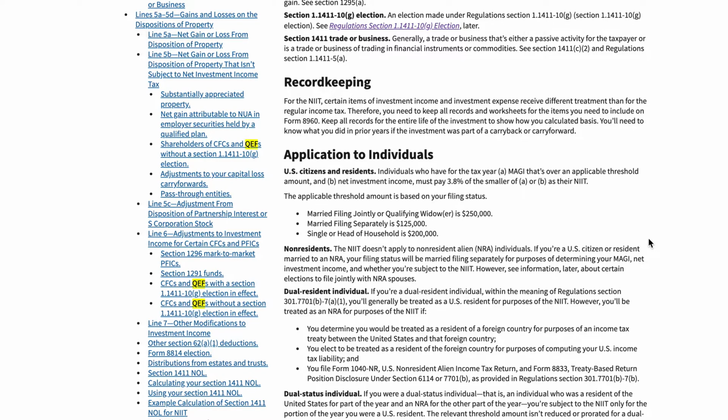We'll break that down as we walk through the form, but the filing threshold for this tax form depends on your filing status. If you're married filing jointly, or a qualifying surviving spouse, widow, or widower, your threshold is $250,000. That means if you're filing in that status and your modified adjusted gross income is lower than that, you don't need to complete this form. Married filing separately, the threshold is $125,000, and single or head of household, the threshold is $200,000.